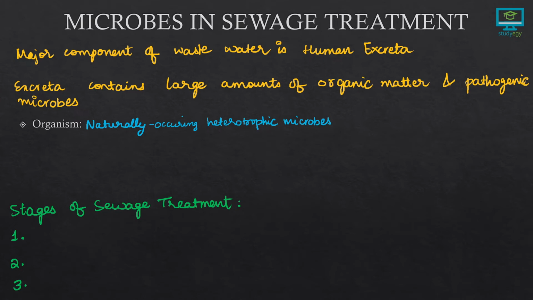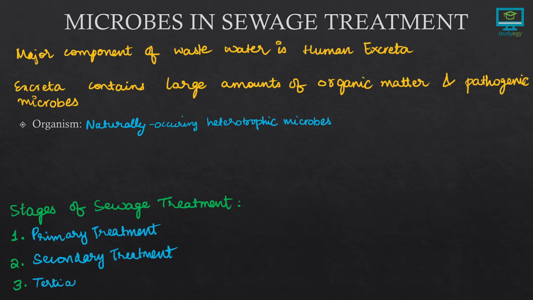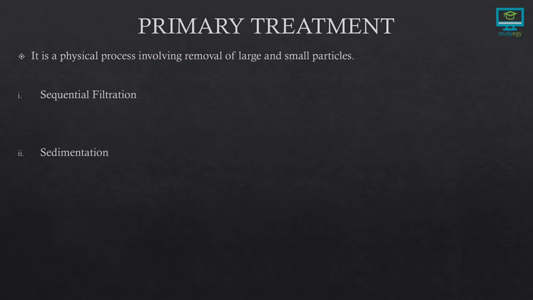There are three stages of sewage treatment. One is primary treatment. Second, we have secondary treatment. Usually, if we are using the water for drinking purposes, we do the tertiary treatment as well. Now coming to the primary treatment: it involves physical processes only, where we remove large and small particles through filtration and sedimentation.